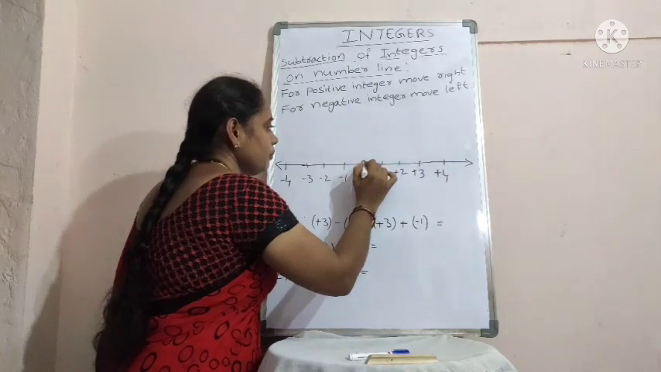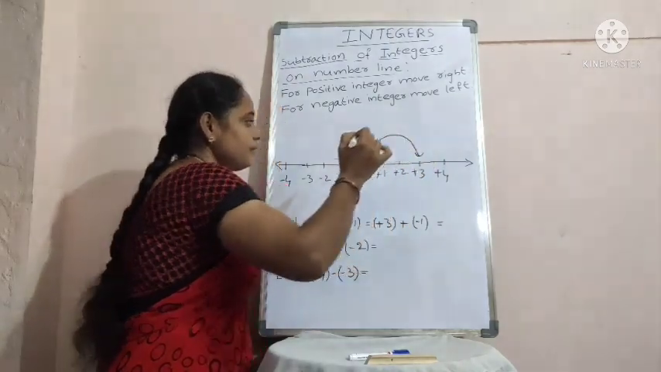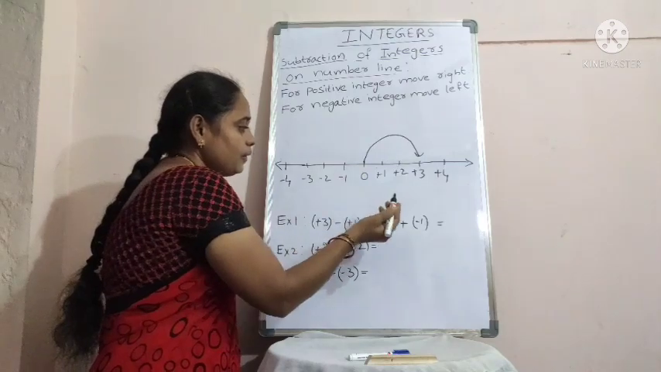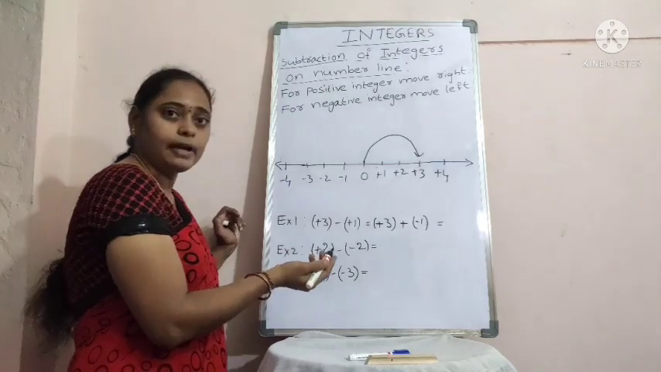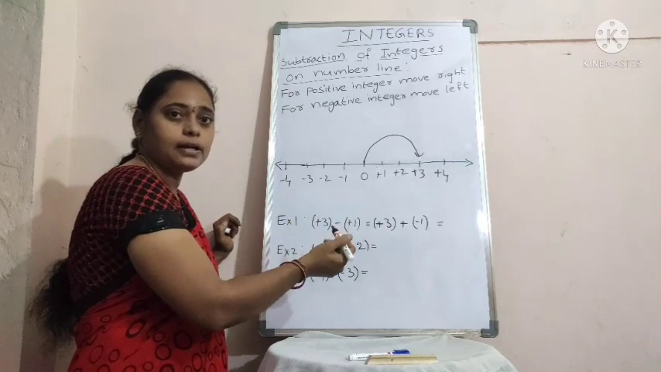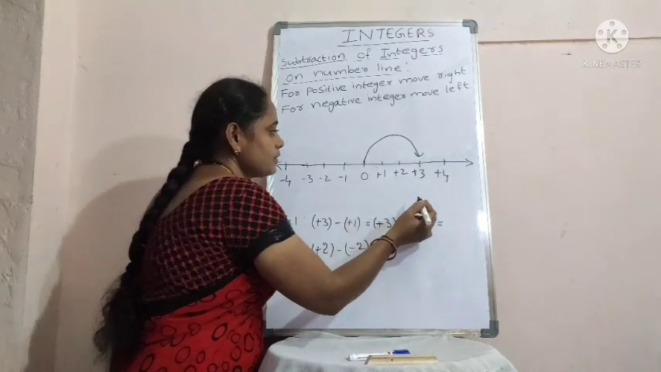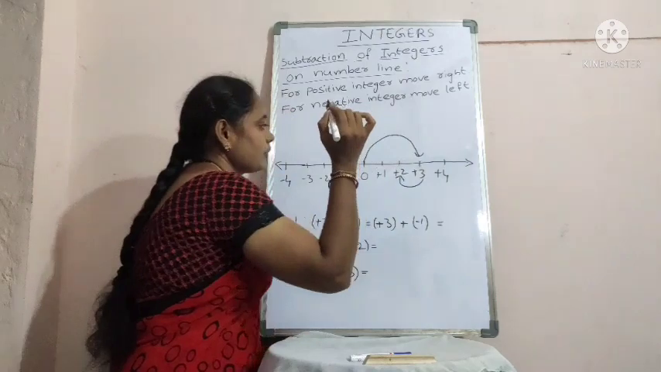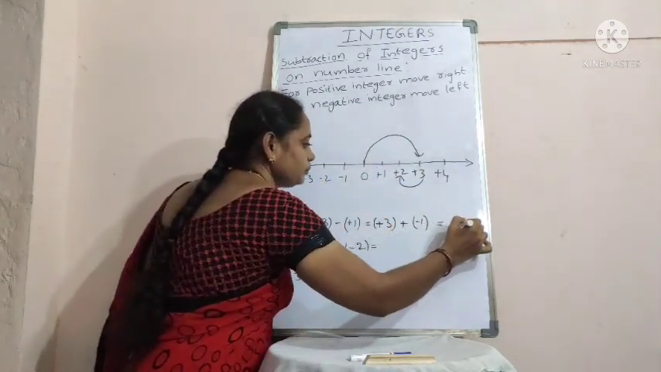From 0 we move 3 steps or 3 units to the right of 0. Then we move 1 step left or right? Yes, left. Why? Because here negative integer. For negative integer we move left. How many steps we move? 1. So we move 1 step or 1 unit. So we reach +2. So we get +2.